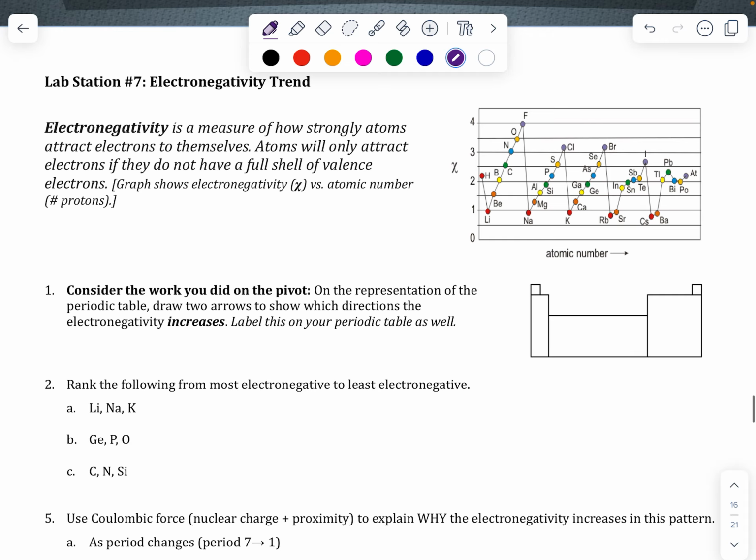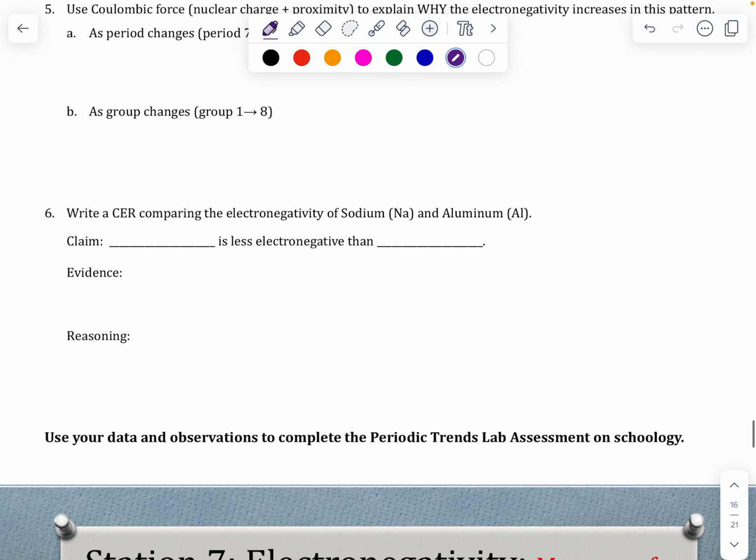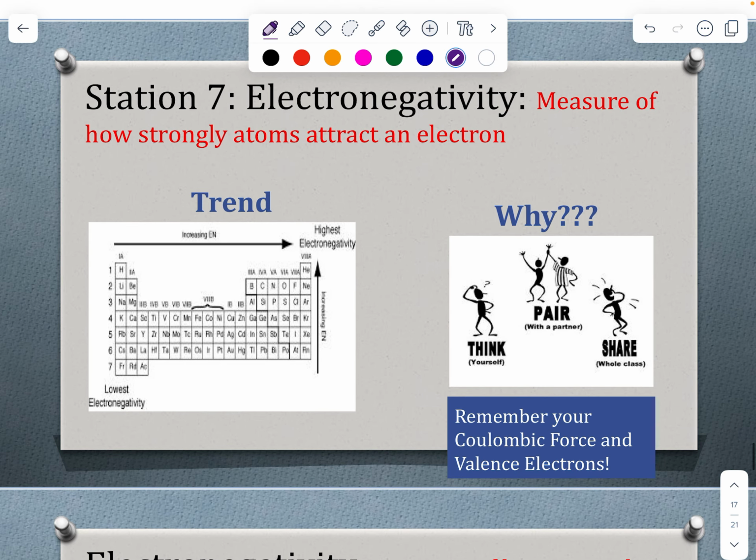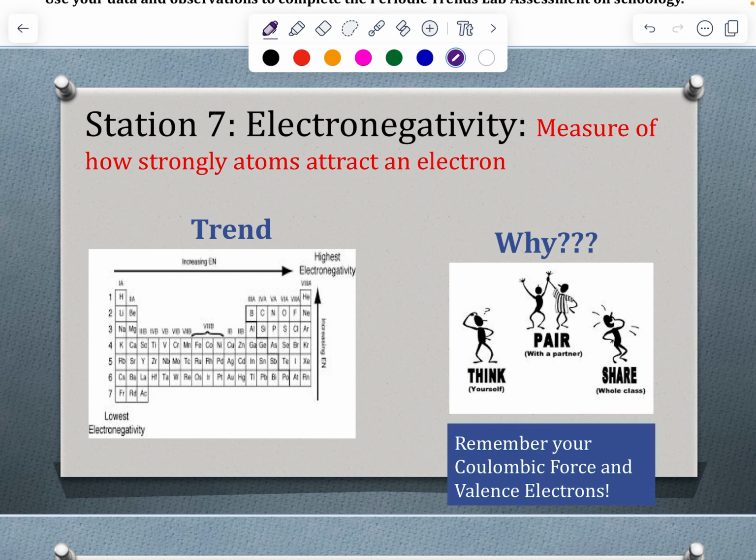All right, one more station, electronegativity. This is tied really closely to ionization energy. With electronegativity, the definition is the measure of how strongly atoms attract an electron. So it's kind of the opposite of ionization energy. Ionization energy is how much energy it takes to remove an electron. This is now how strongly atoms want to attract electrons, that need or desire for electrons to reach an octet.